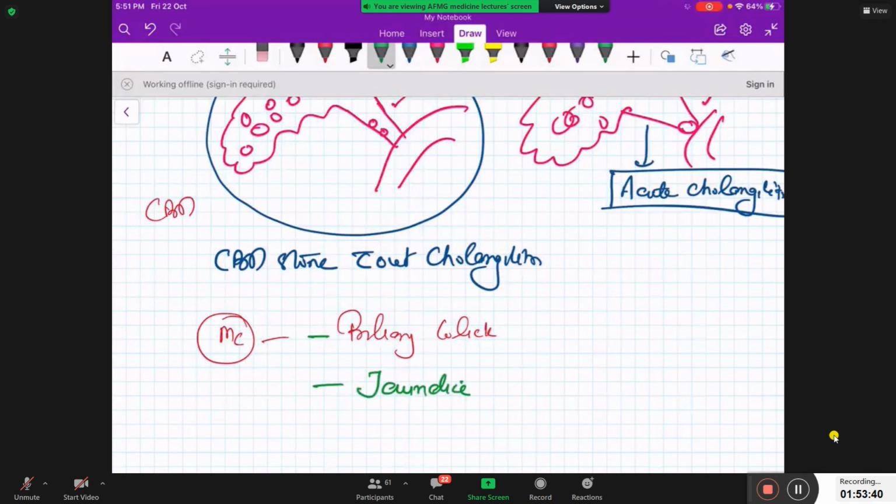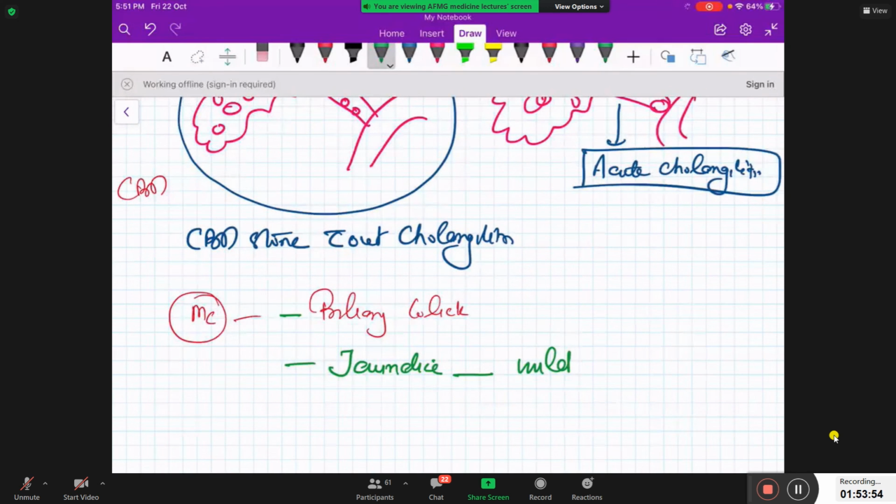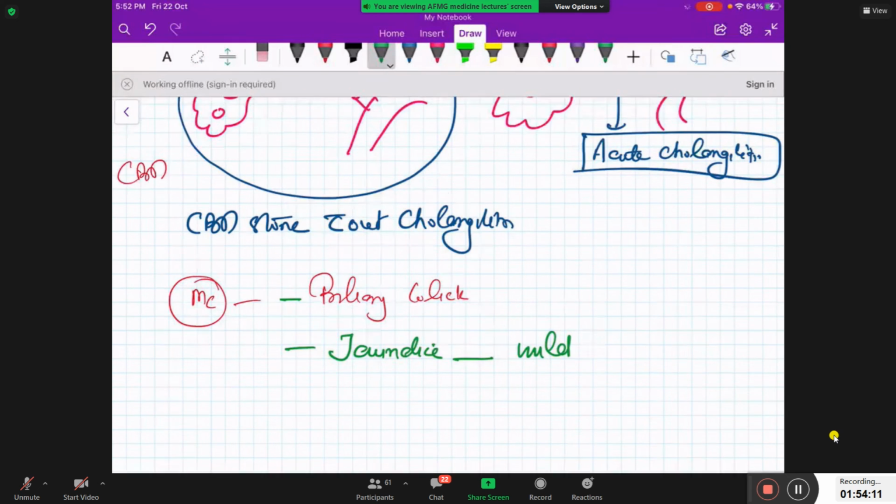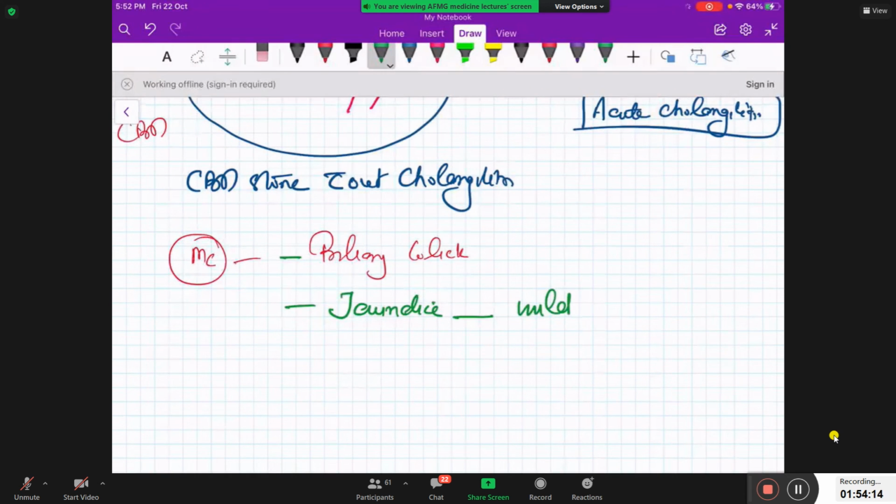Now in this scenario, the patient will have jaundice, but there will be a mild jaundice. Agreed? Yes or no? Yes, sir. There will be mild jaundice, right? What kind of jaundice will it be? There are three types of jaundice: pre-hepatic, hepatic, and post-hepatic. It's a post-hepatic jaundice. Agreed? Right? So this patient will have a post-hepatic type of jaundice.